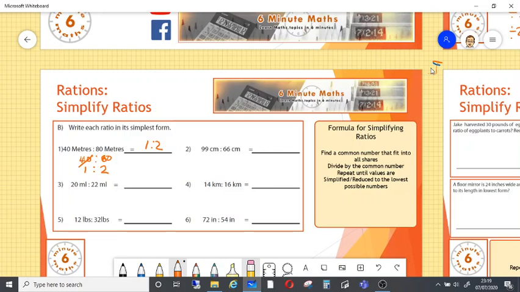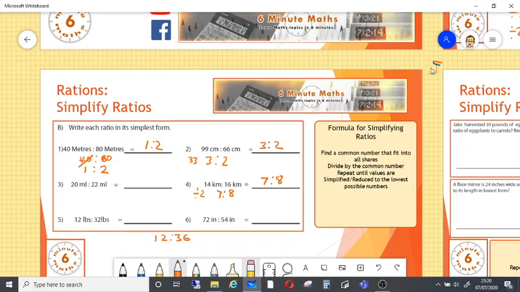This one here, 99 to 66 centimeters, I can see a number very clearly that will go into that, and that would be 33. So 33 into 99 goes 3 times, and 33 into 66 goes 2 times, so it's a ratio of 3 to 2. We'll do one more. Let's do number 4, 14 kilometers to 16 kilometers. So they'll both divide by 2. Let's try 2. 14 divided by 2 is 7. 16 divided by 2 is 8. So it's 7 to 8.